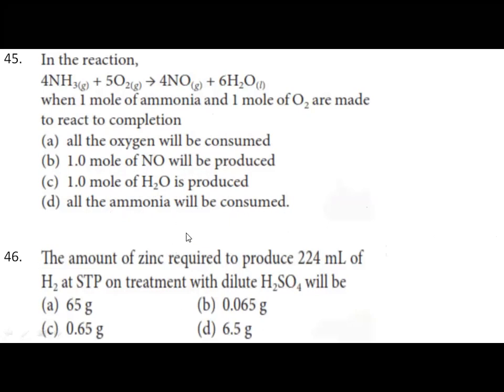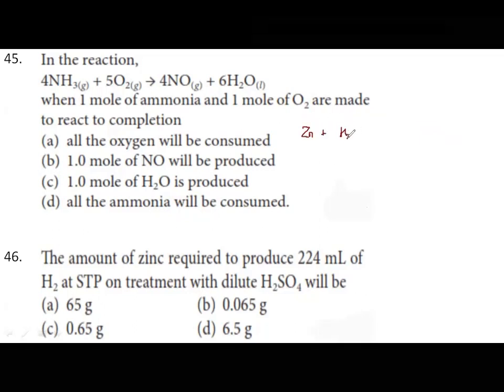Next question. The amount of zinc required to produce 224 ml of hydrogen at STP on treatment with dilute H2SO4 will be. Okay, we'll see the reaction here itself. Zinc is treated with H2SO4. A metal, when treated with H2SO4, that is an acid, will produce a salt and liberate hydrogen gas. Correct? So this is at STP.